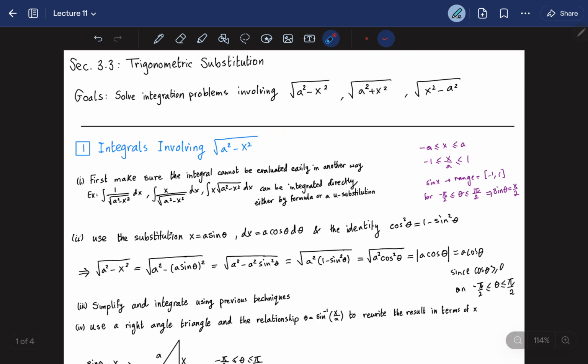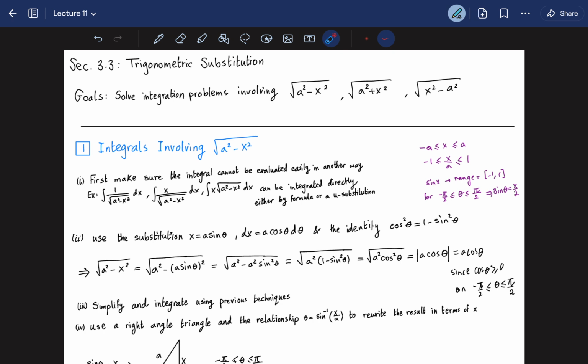If I have a square root with a squared minus x squared inside of it, using the methods that we've learned before, we can't integrate it directly. So here we need to find another method that's going to help us integrate these kinds of roots. Here we're going to do some sort of substitution, but the substitution will include something with trig functions, like sine, secant, tan, and so on.